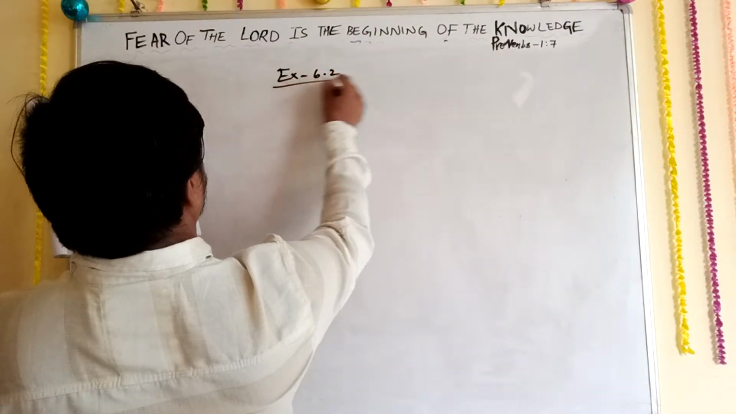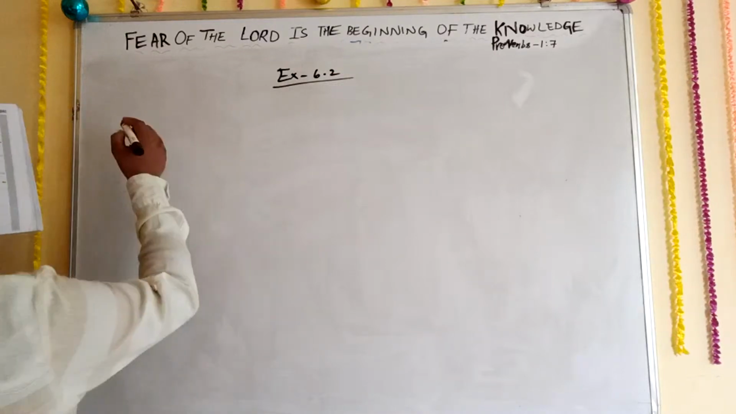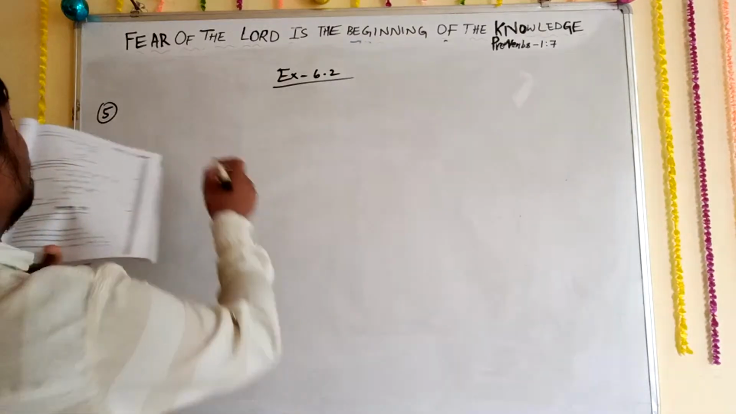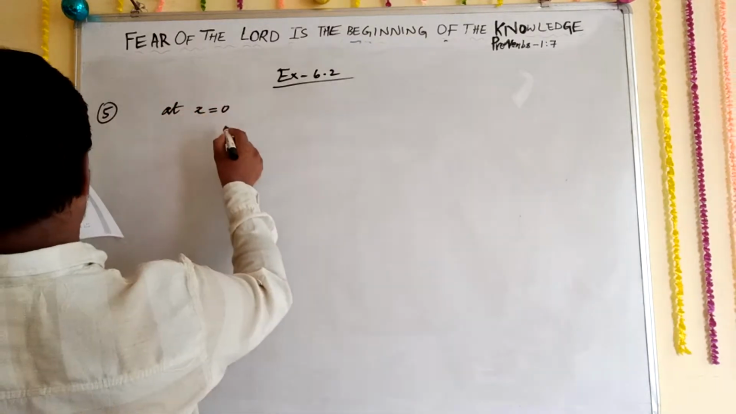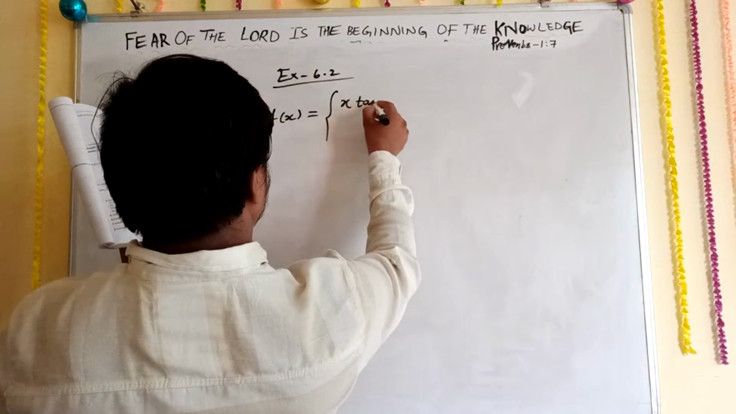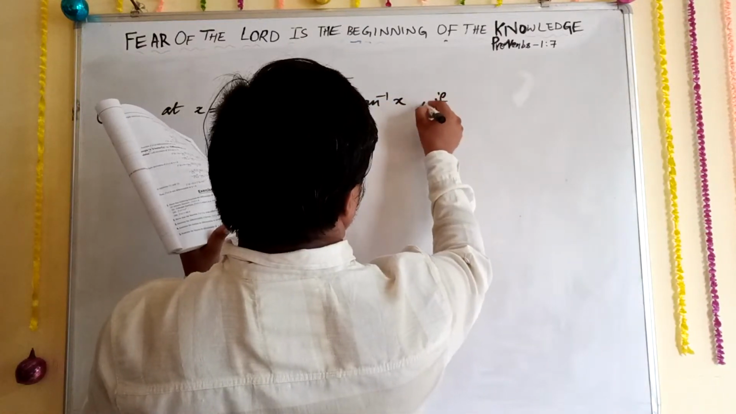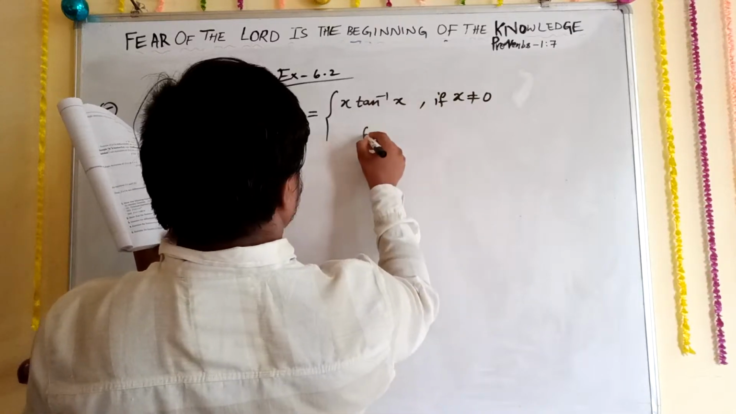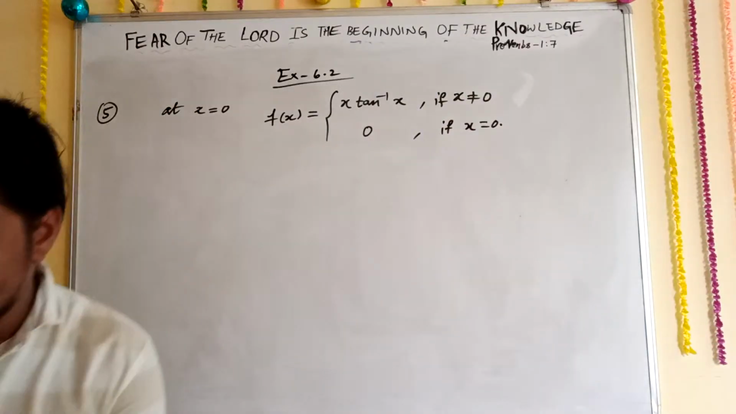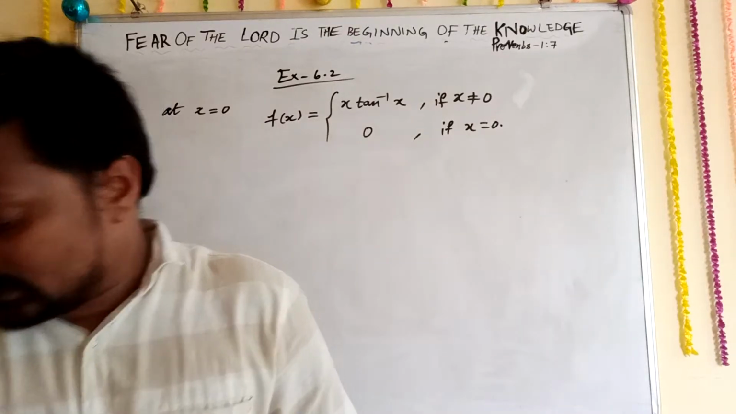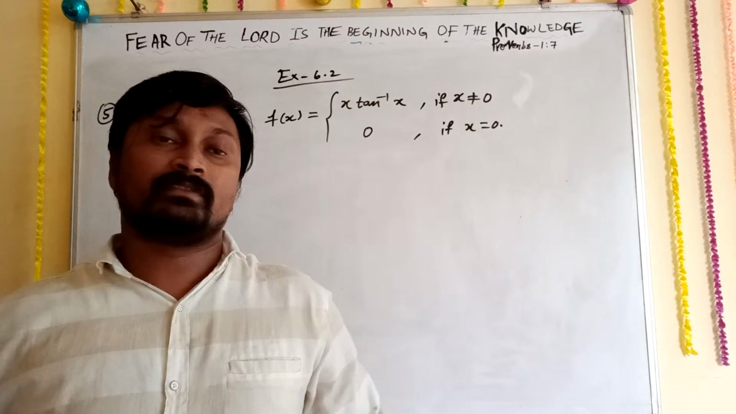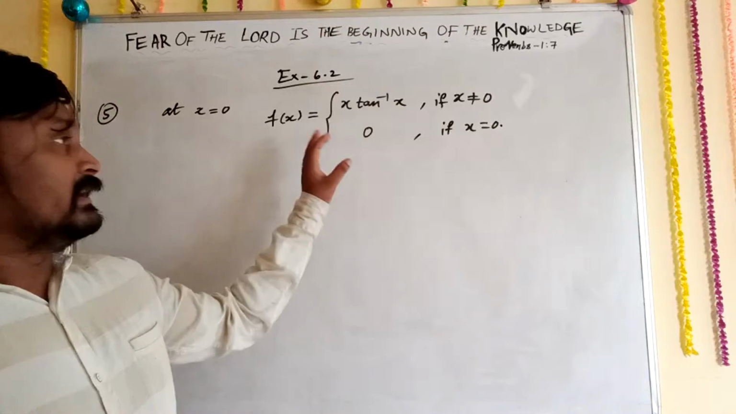In that, now we are going to discuss the fifth one. Examine the function for differentiability at x equal to 0, where f of x is equal to x tan inverse x if x is not equal to 0, and 0 if x is equal to 0. So very simple. Just observe carefully what differentiability is. This function is going to be differentiable if the left hand derivative is equal to the right hand derivative. If both are equal, then it is differentiable.